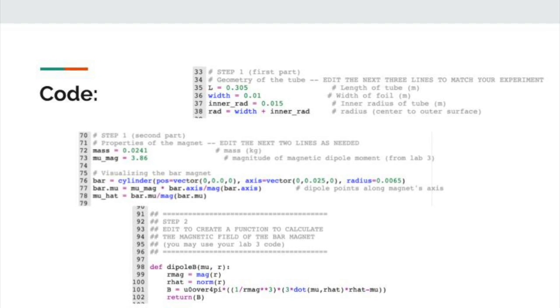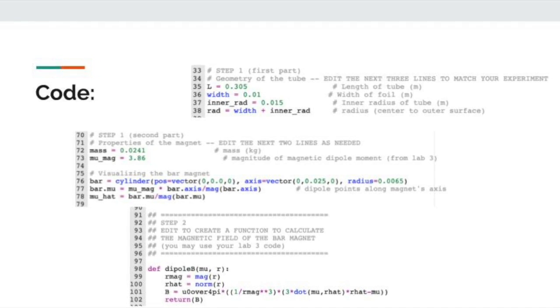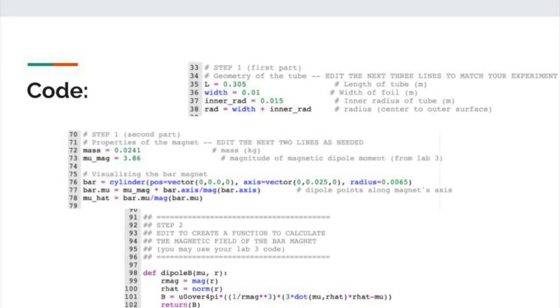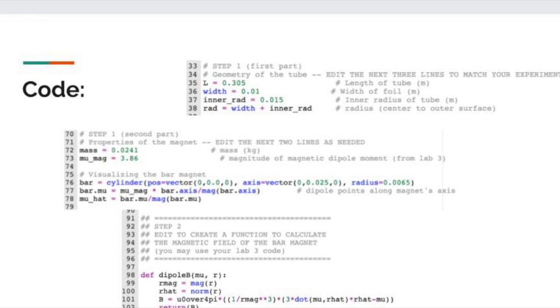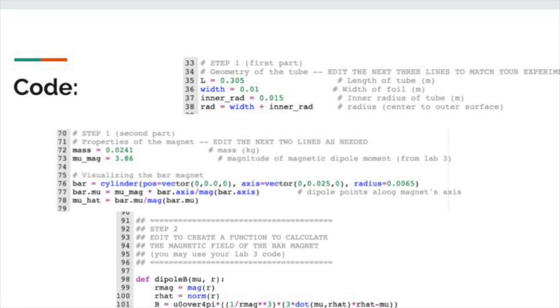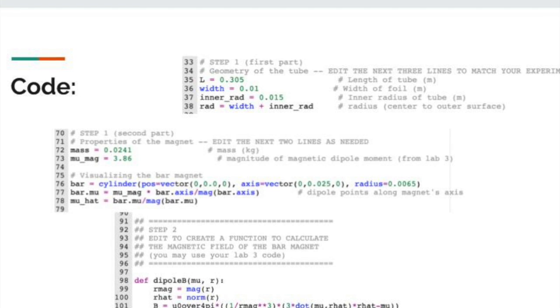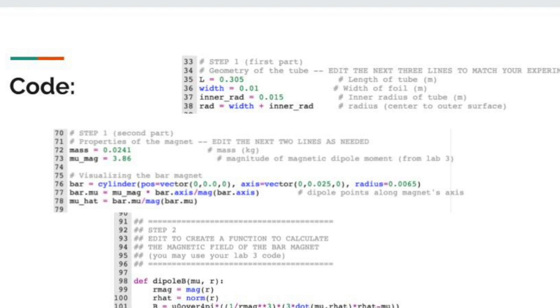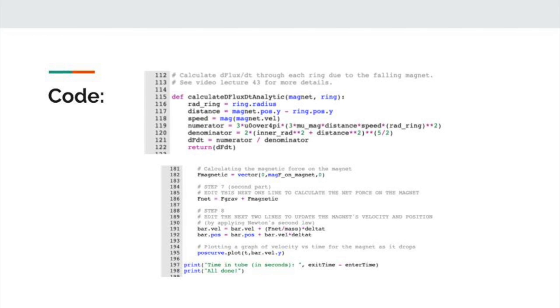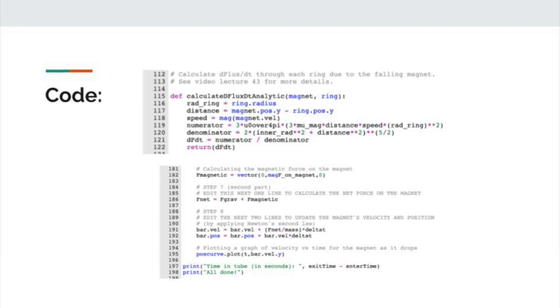Here you can see some of the first parts of the code, including the setup for the geometry of the tube, as well as creating the properties of the magnet and visualizing the magnet, and then also including the code similar to that in Lab 3, which will create a function which calculates the magnetic field of the bar magnet.